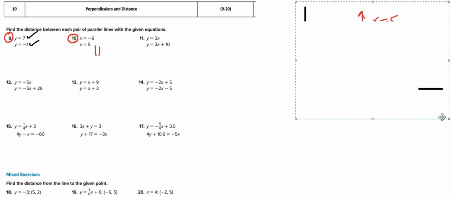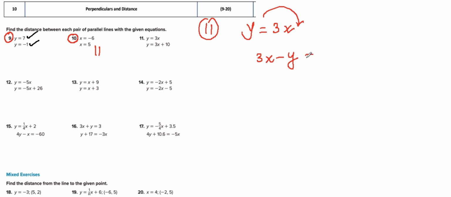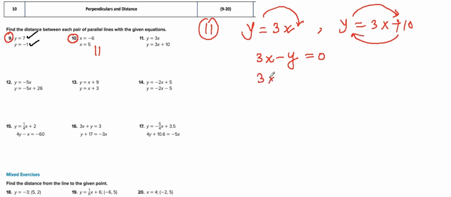Now come to question number 11 to 17. So I told you, question number 11, y is equal to 3x. Change into standard form. Go to the other side. It is 3x minus y is equal to 0. Change the other equation into standard form. The other equation is given, y is equal to 3x plus 10. So y will be here and 10 brought here. So it will become 3x minus y is equal to 10. Minus 10. 10 is moving to the other side, so minus 10.